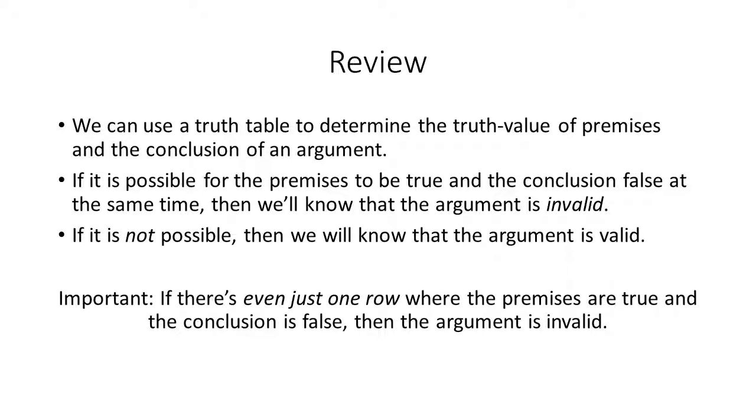Here's the really important point that students almost invariably will mess up. If there's even just one row where the premises are true and the conclusion is false, then the argument is invalid. There may be all sorts of rows where the premises are true and the conclusion's true at the same time. But if there's just one row, even one, where the premises are true and the conclusion's false, then the argument's invalid.